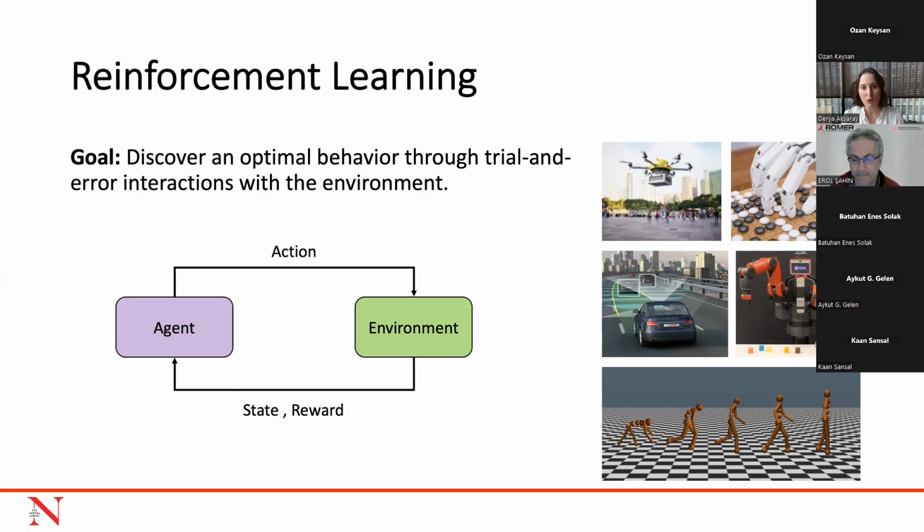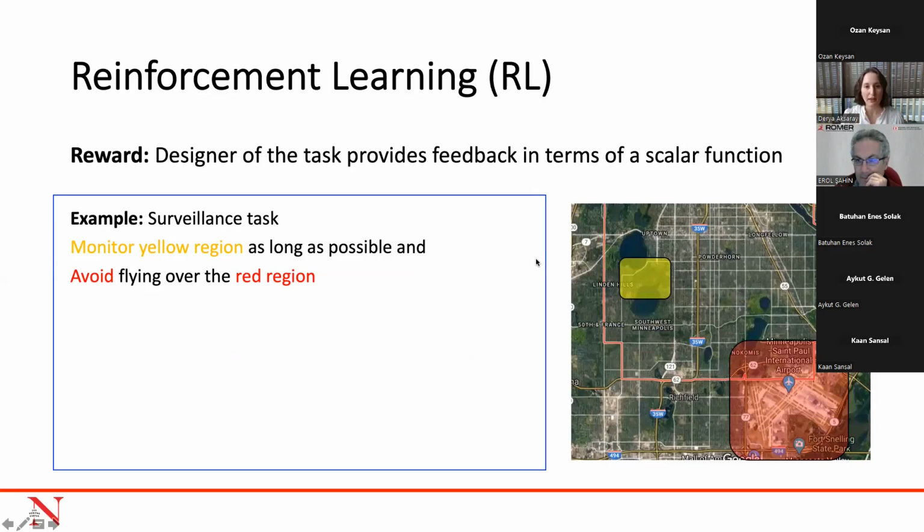This type of technique is used very frequently to learn, for example, skills like grasping an object or walking. In games, again, reinforcement learning is frequently used to learn the winning strategy. In addition, for autonomous systems, there are ways to formulate reinforcement learning problems to learn optimal trajectories. The key idea in reinforcement learning is that the designer of the task needs to provide feedback to the decision-making agent in terms of a scalar function.